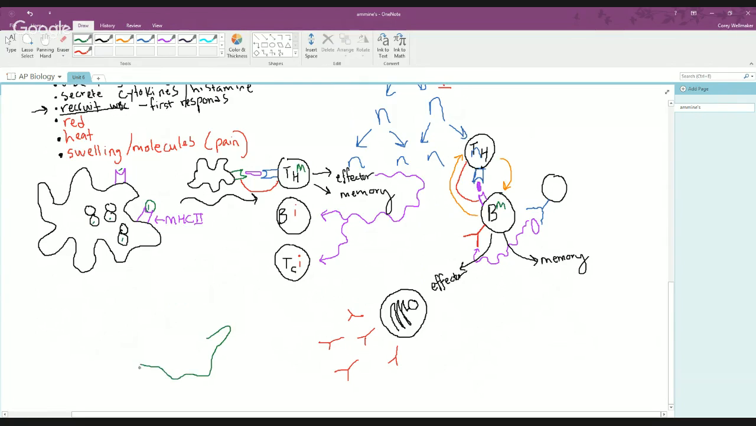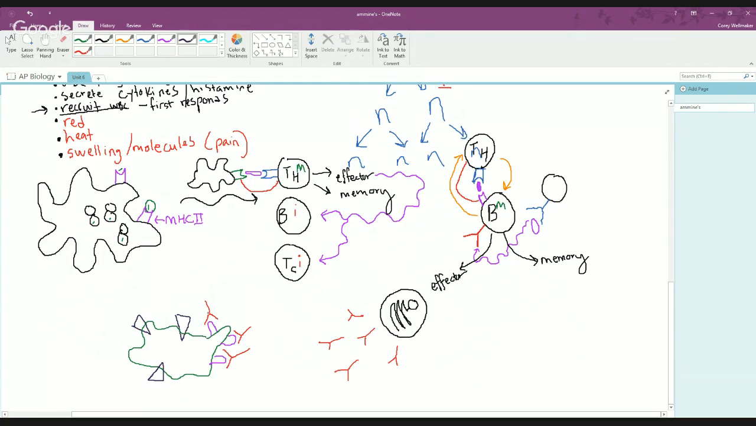So if this is the little pathogen, I guess I drew the antigen as little purple things sticking out. The antibodies are going to bind to these antigens, and it's going to flag it for destruction. We call that opsonization. Or these antibodies can also recruit complement proteins. Remember, complement proteins are like little daggers or little drills that drill or poke holes through the plasma membrane of the pathogen.